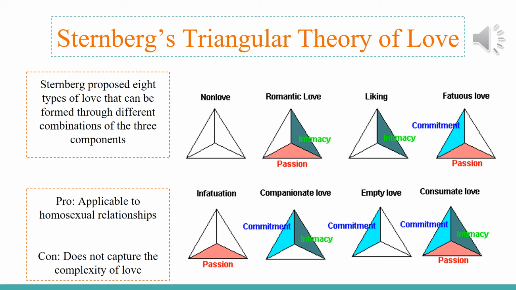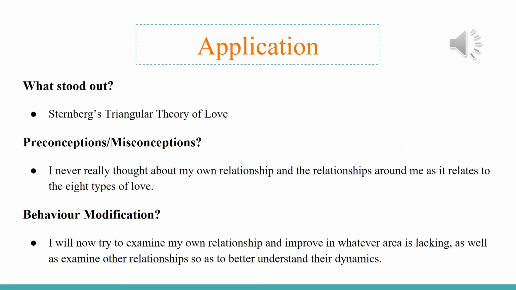An advantage to Sternberg's triangular theory of love is that it's applicable to homosexual relationships as well. However, it does not capture the complexity of love. Sternberg's triangular theory stood out to me, in particular the 8 types of love. I thought it was really cool to see the 3 different components in different combinations, and I feel as though intimacy, passion, and commitment hold a lot of value.